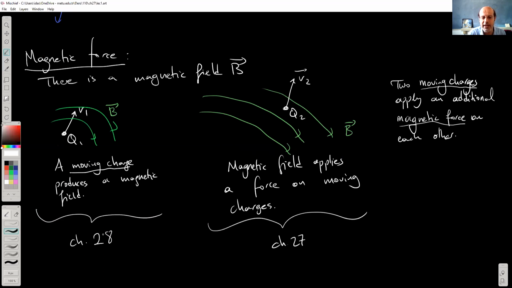In chapter 28, we are going to see the other problem, how a moving charge produces a magnetic field, right? So in the first chapter, we will not be interested in how this magnetic field is produced. We are not even going to describe what that magnetic field is. We will just accept its existence because we know that this thing exists, right? Somehow it is filling the space.